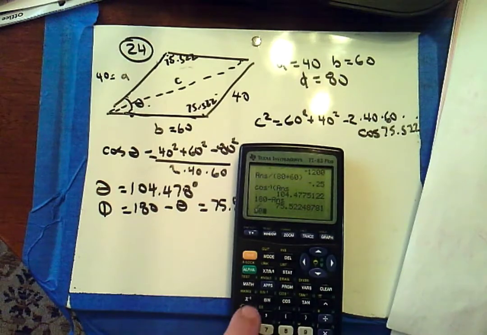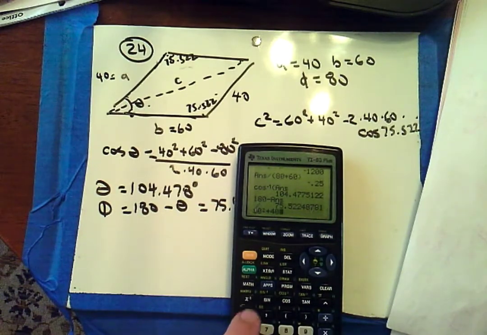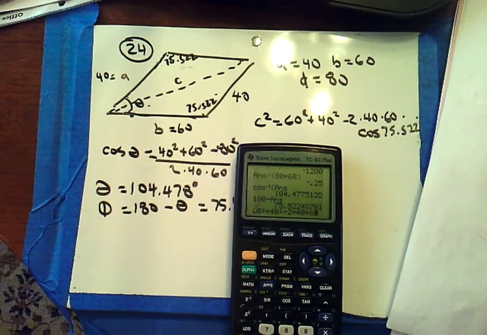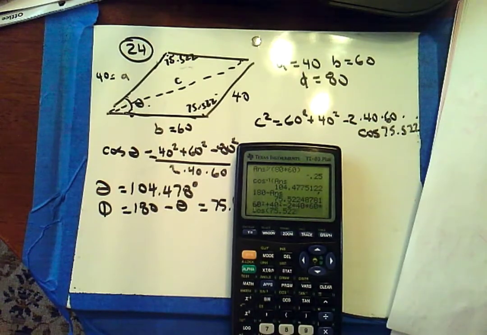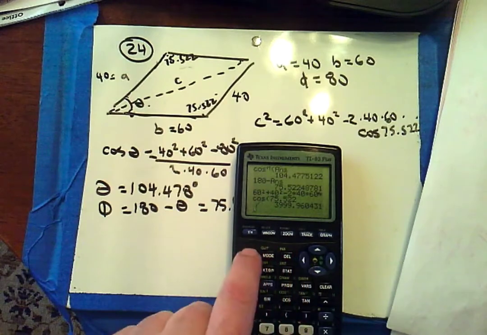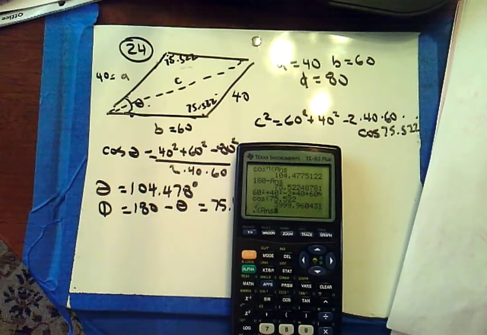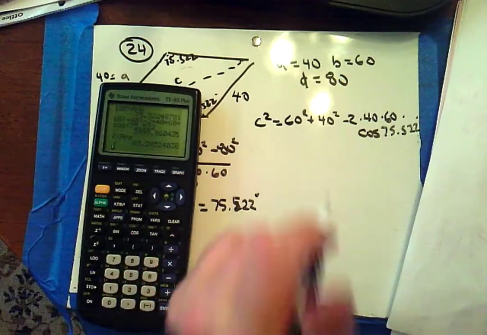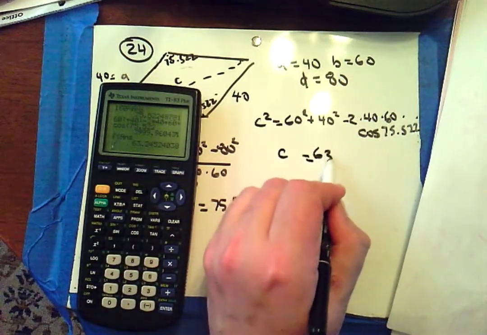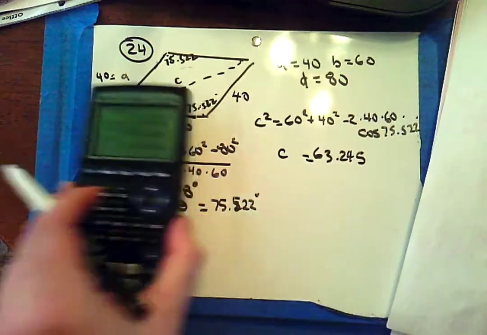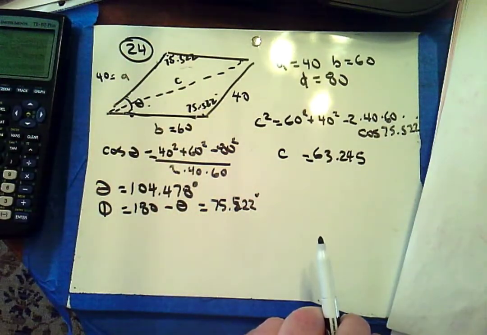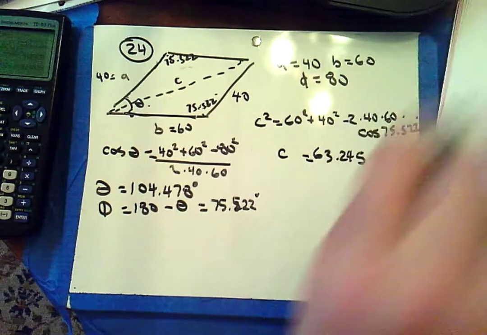All right, let's see what that turns out to be. We've got 60 squared plus 40 squared minus 2 times 40 times 60 times the cosine of 75.522. And don't forget that's what C squared is. We still need to take the square root of that answer. And so I get that C equals 63.245. And so that's all four sides and both angles that we were asked to find in number 24.